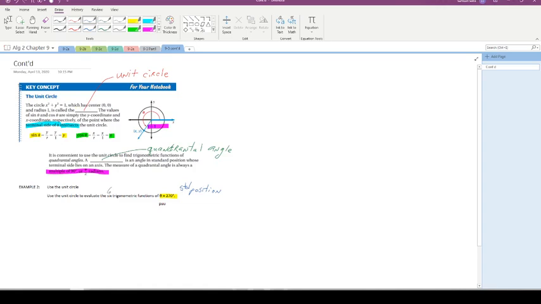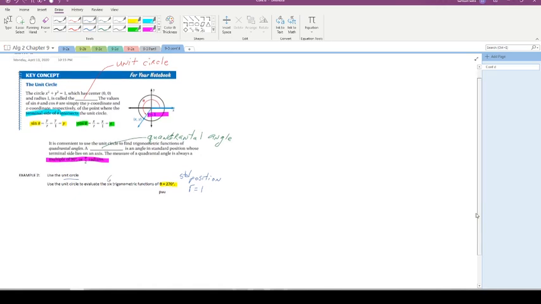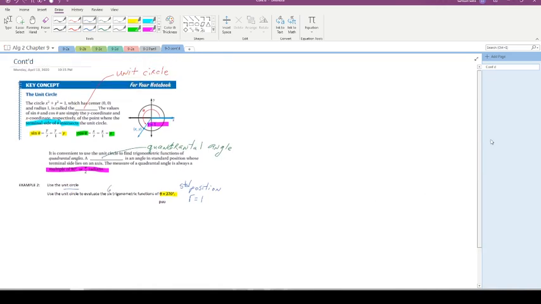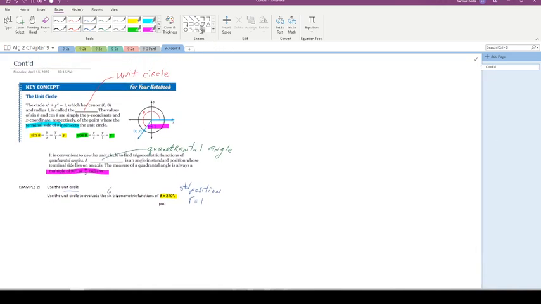Standard position. Remember that we're talking about a unit circle, so r is equal to 1. That's why it's a unit circle. Unit circle, r is always equal to 1. So the other thing to remember is that we need to find out at what point 270 degrees intersects the unit circle. Okay, so let's draw it out. Let's draw this right here.